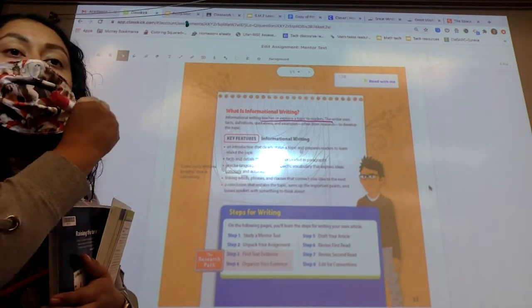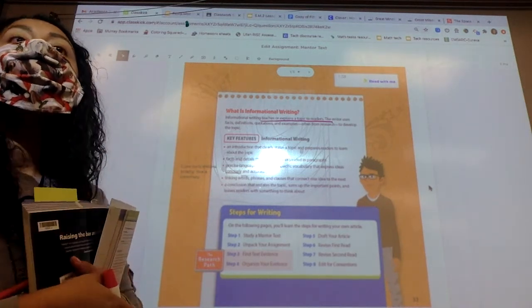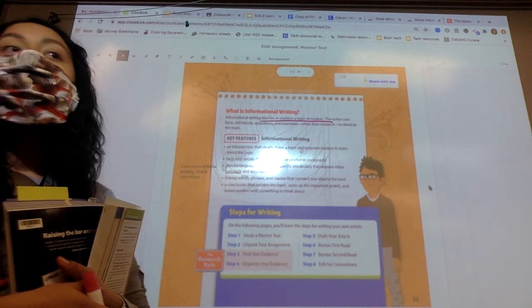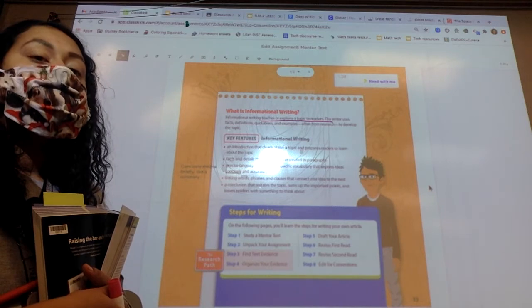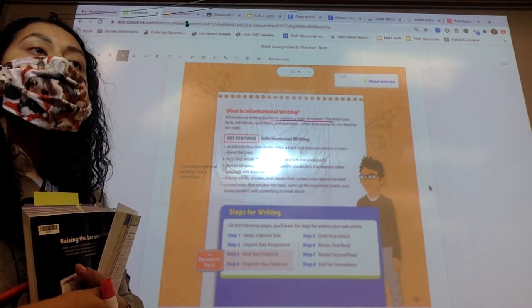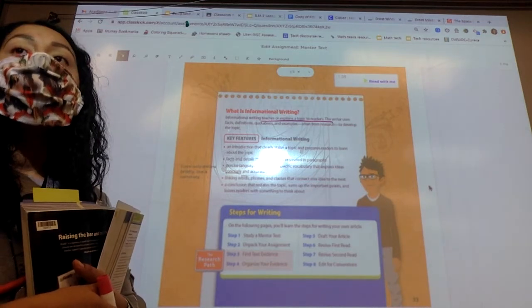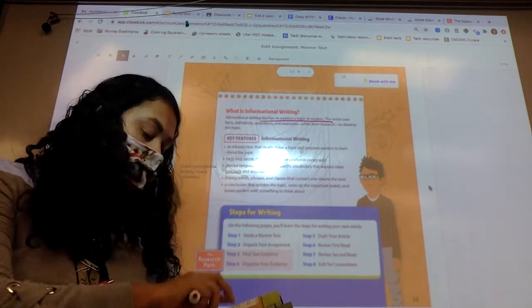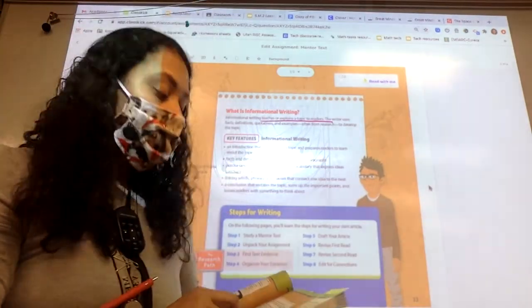10, 9, 8, 7, quickly, Thomas. 6. What page? Page 33. 5, 4, 3, 2, 1. Okay.